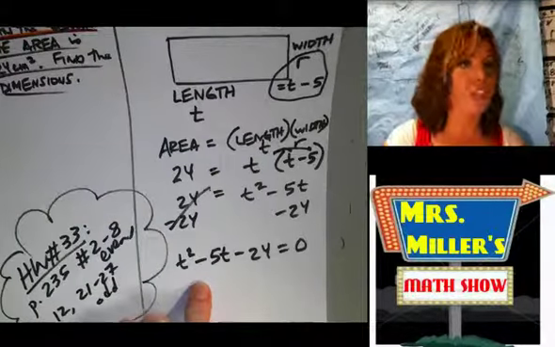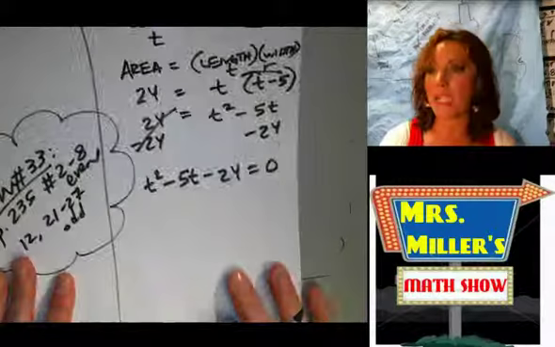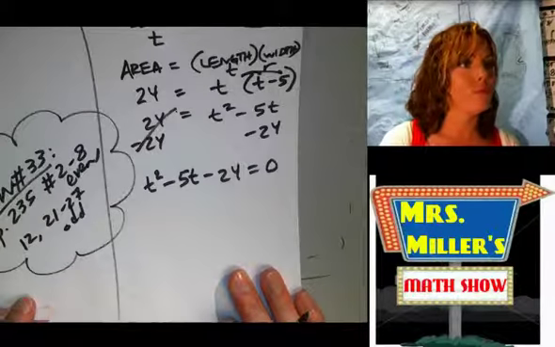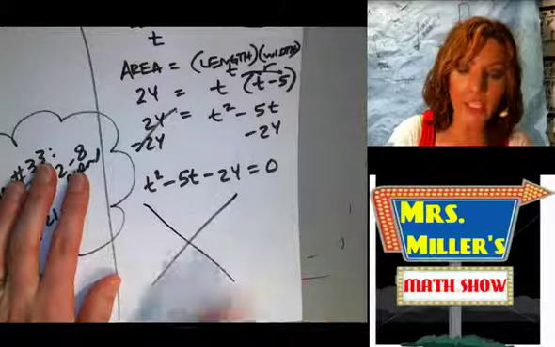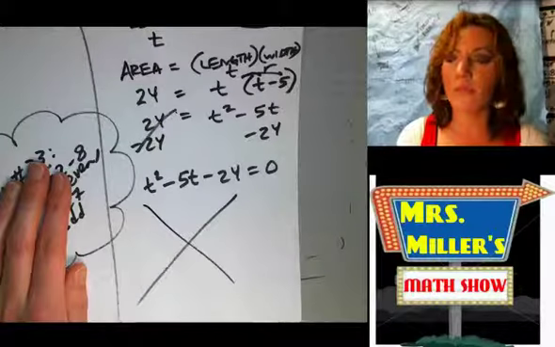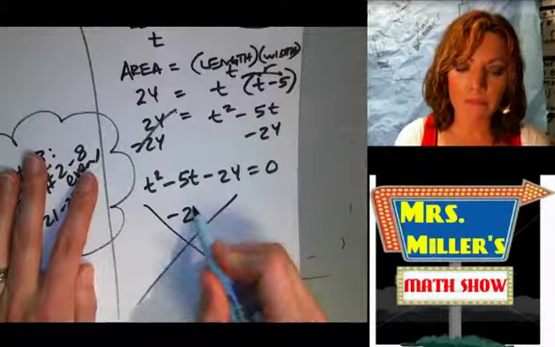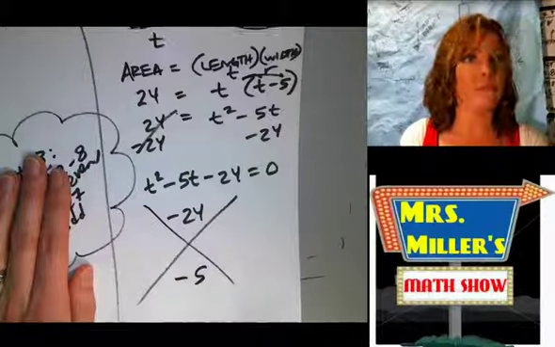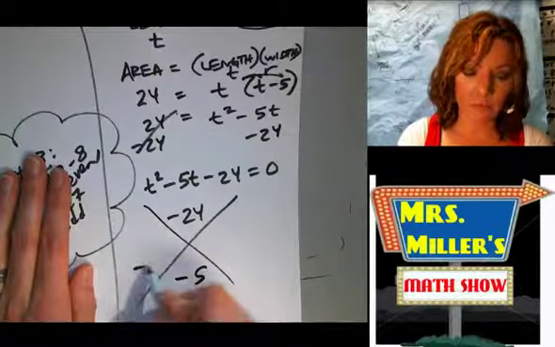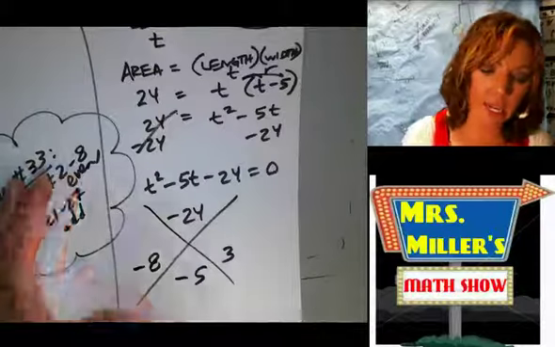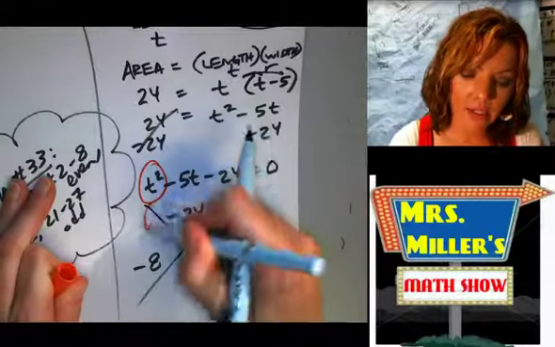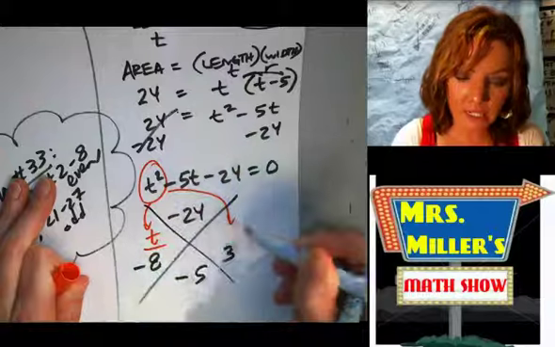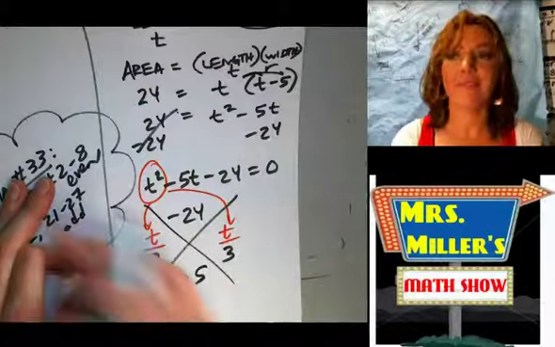Okay, now how would I go about solving this? t squared minus 5t minus 24 equals 0. Diamond. Good. Okay, who can tell me what goes in the top? Negative 24. Bottom? Negative 5. Left and right. Alan? Negative 8 and 3. All right. Good job, Alan. Okay, then give it up for Alan.